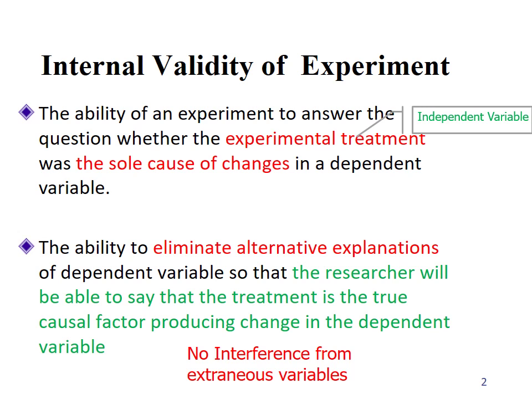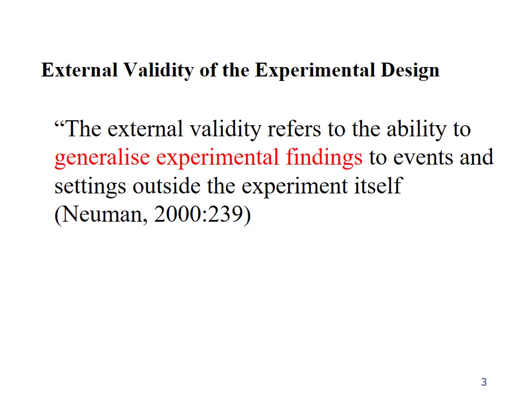But what about external? This is the internal validity. External validity, on the other hand, refers to the ability of the researcher to generalize his findings of the experiments to events outside the experiment setting.